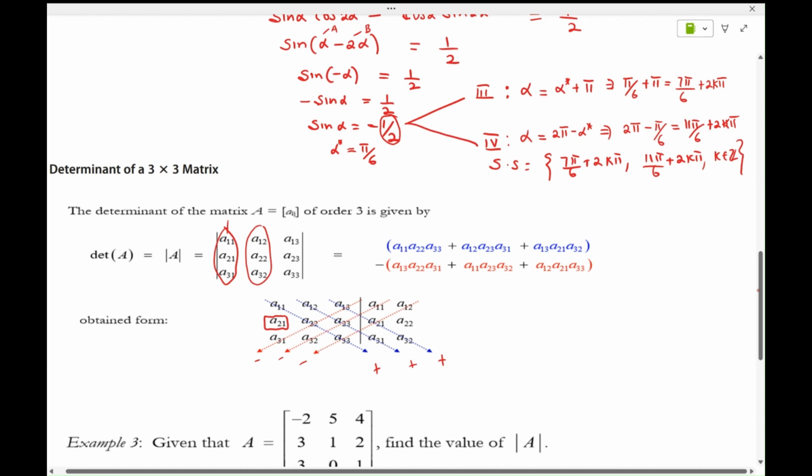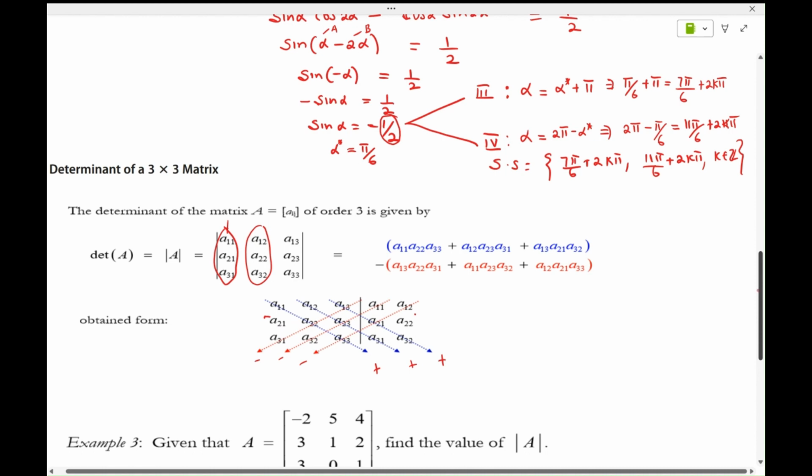The one here and this, A21 and A22. You see there is no diagonal line crossing these two entries. So now, how do you find the determinant? Look at how you find the determinant. You just need to multiply all these terms.